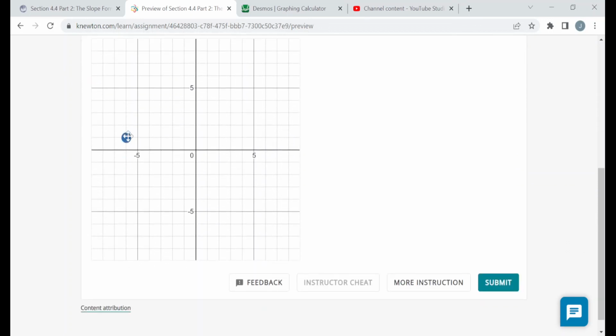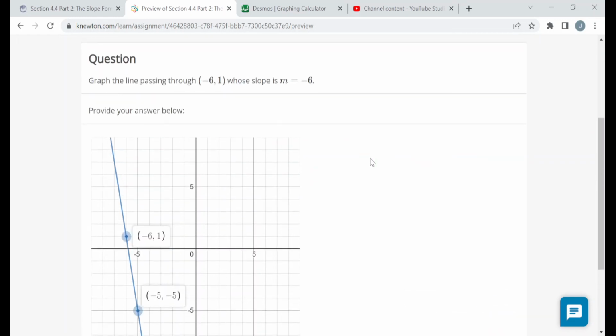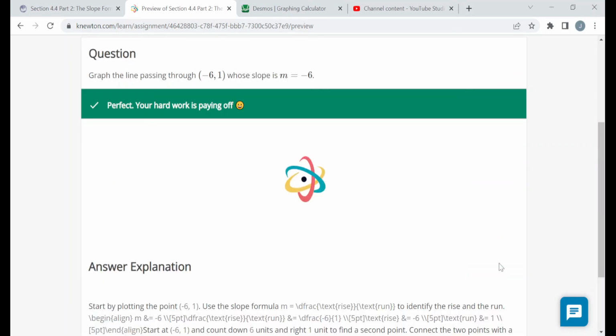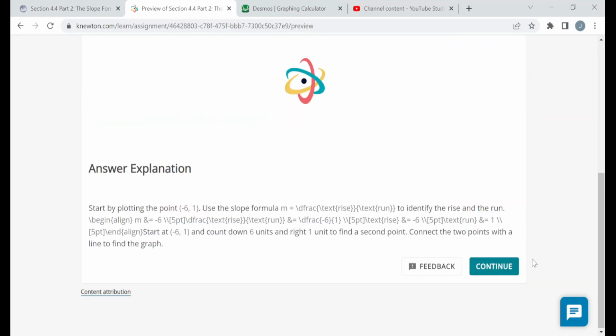So I'm going to go from this point down 6 and then to the right 1. And there you go. And here's 2 points, -6, 1 and -5, -5. And you can calculate the slope. Make sure that, take the change in y over change in x and see that you get -6 as your slope. And you should. And I should have just one more of those based on my progress.